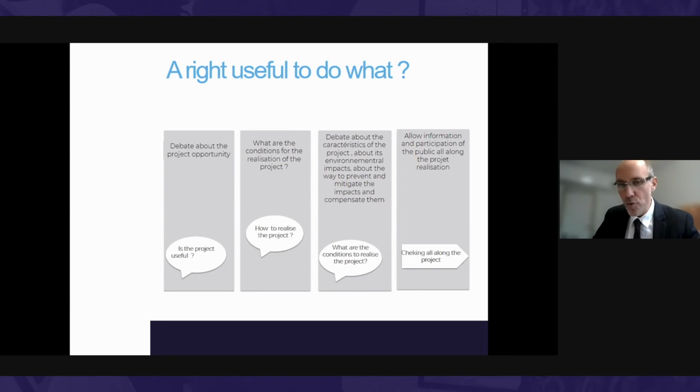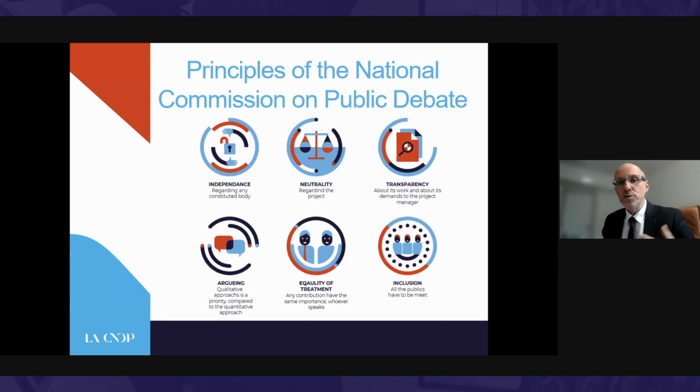First of all, to debate about the project relevance. Is such or such project useful for society and the protection of the environment? Also, we speak about conditions for the implementation of a project, how we can realize a particular project. Third, we also speak about characteristics of the different projects. We speak about environmental impacts, about the way to prevent and mitigate the impacts and compensate them. And finally, we allow information and participation of the public all along the project realization. We check all along the process of implementation of projects, and so we can assure such citizens' participation.